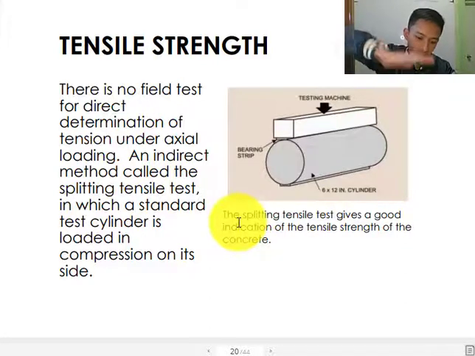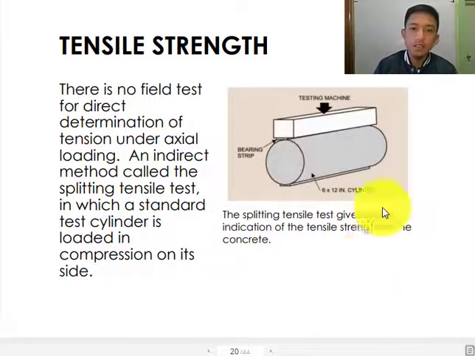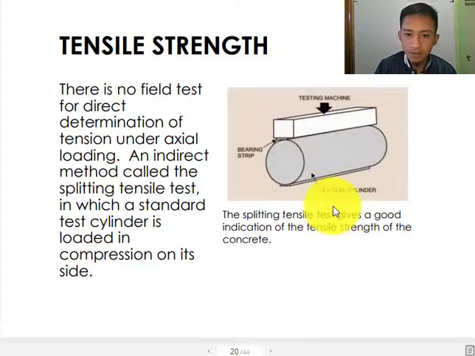That is to be crushed so that the failure will be splitting. That's why we call this the splitting test, the splitting tensile test. You compress that one and it will split in half. So that is tensile strength.